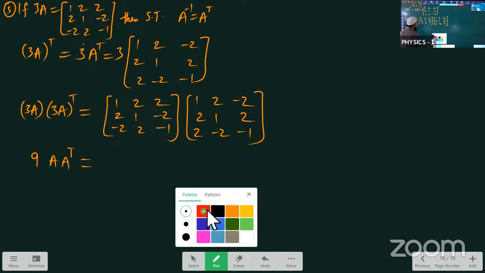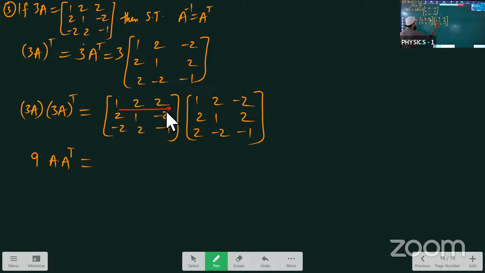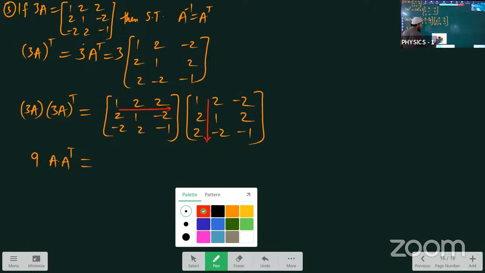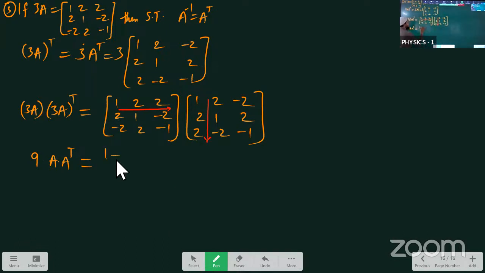So how will you do the multiplication? Same procedure: one row with one column. So 1 into 1 is 1, 2 into 2 is 4, plus 4, giving 9 in total. Again multiply first row and second column: 1 into 2 is 2, 2 into 1 is 2, plus 2 into minus 2 is minus 4, so 0. Again multiply first row and third column: 1 into minus 2, plus 2 into 2 is plus 4, and 2 into minus 1 is minus 2, so 0.